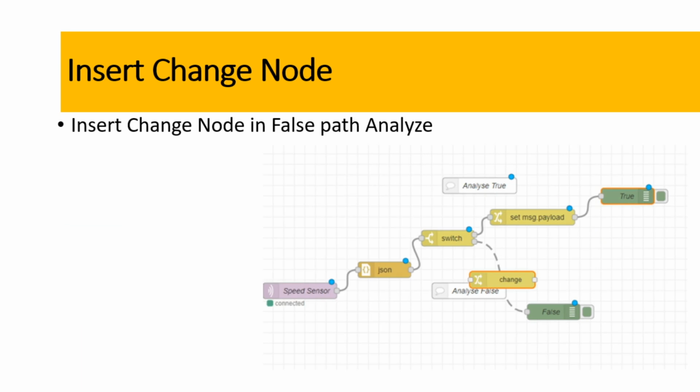Now I'm going to insert one more change node in the false path. Previously we inserted a change node in the true path. We are going to insert one more change node in the false path as well. Same thing, I'm going to drag the change node from the node palette, and place it in between the switch and the false debug monitor.